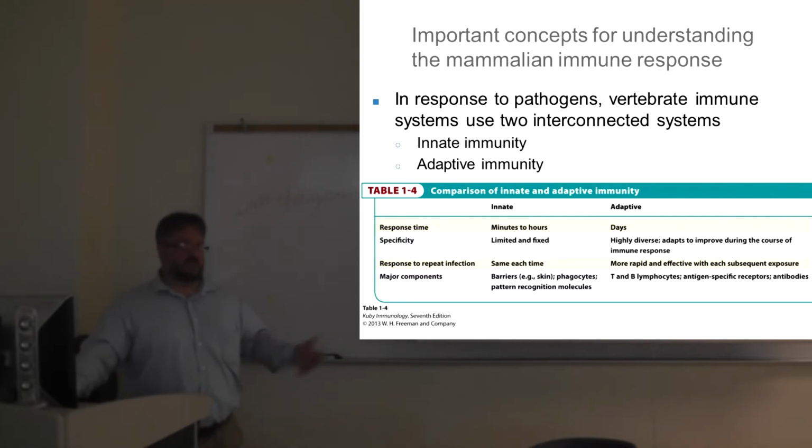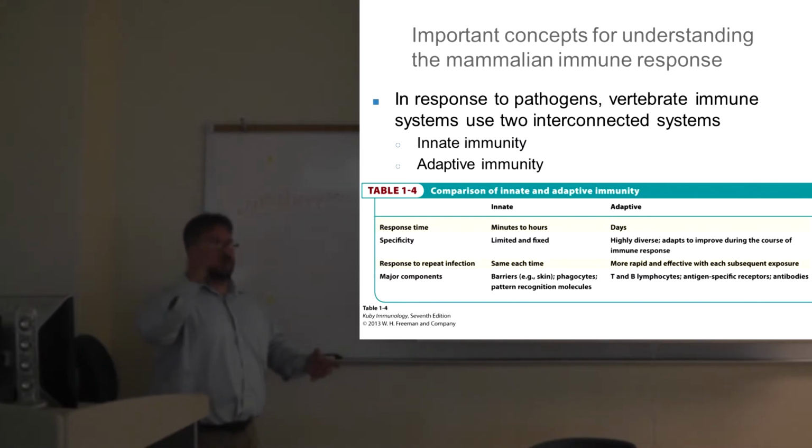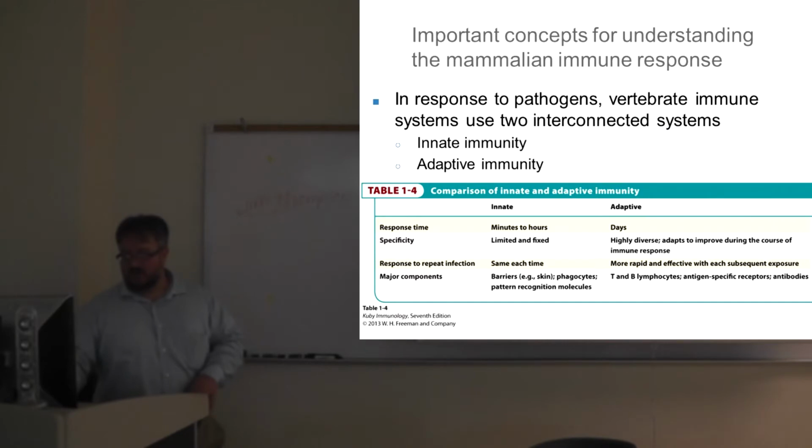Whereas with adaptive, the response time's not as quick. It may take a few days. We've got to wait for the cells to ramp up. But we get a really highly diverse adaptive response that improves. And we'll talk about B cells. B cells might recognize something at first, but they can mutate to recognize it even more strongly, and have an improved response over time and an improved memory response.